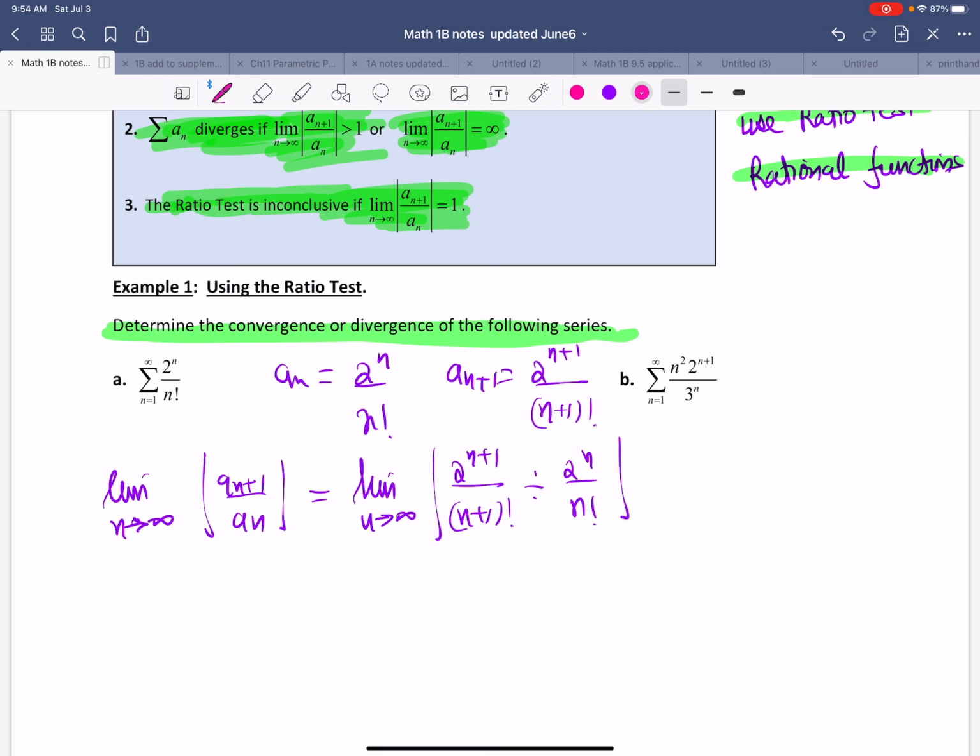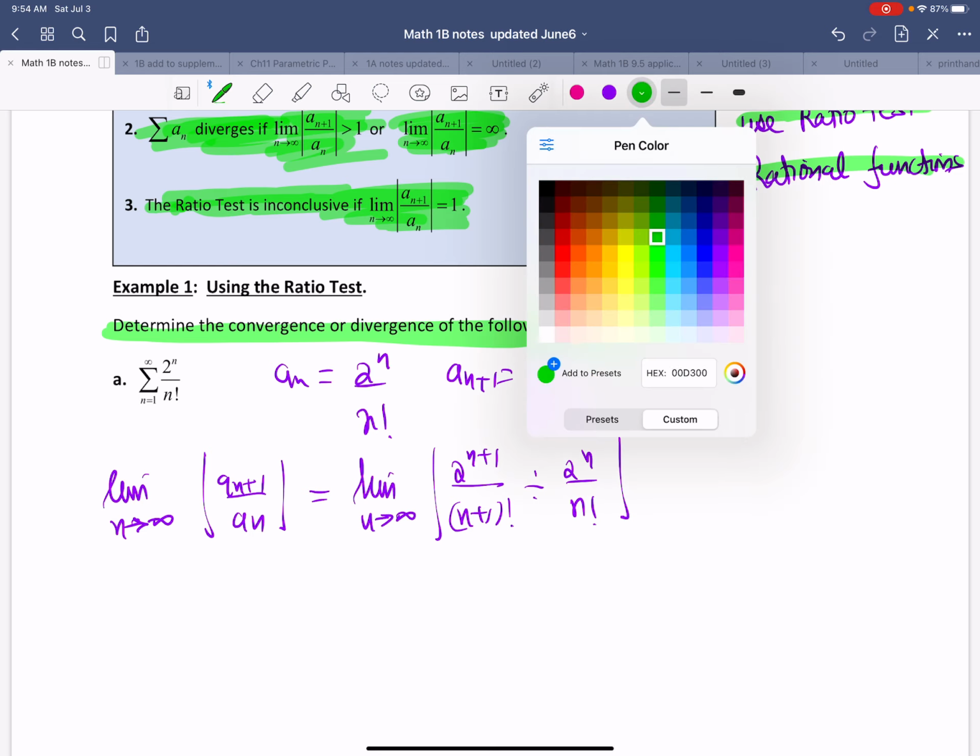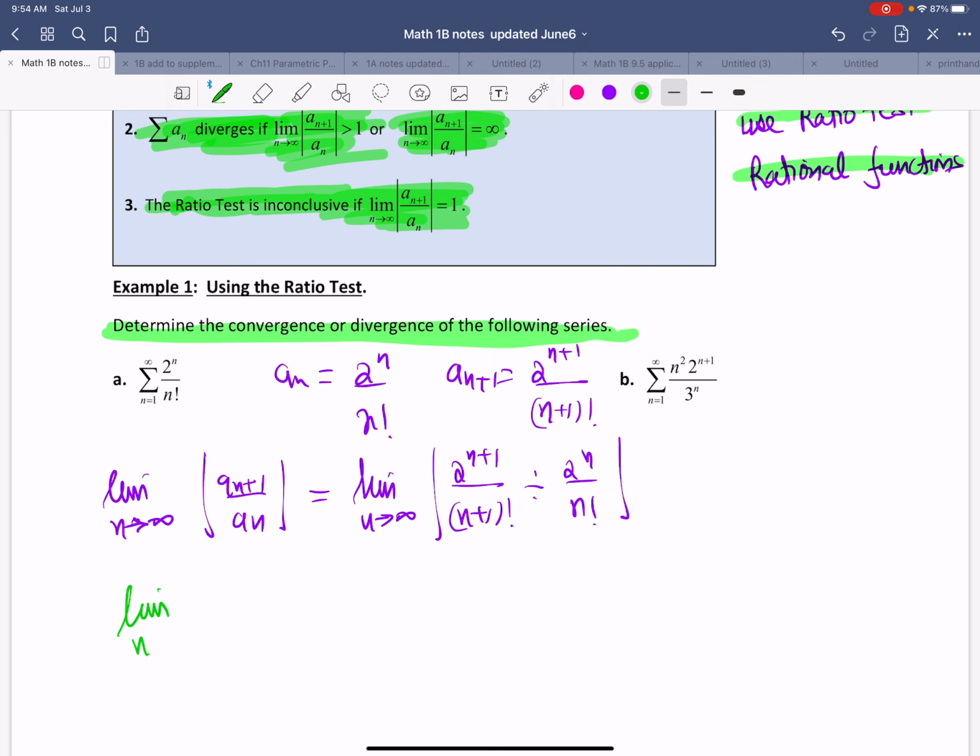Now all we have to do is just a little bit of simplification, cleaning up, and see where it takes me. 2 to the power n plus 1 can be written as 2 to the power n times 2. N plus 1 factorial can be written as n factorial times n plus 1. For example, 10 factorial, we can write as 9 factorial times 10, or 10 times 9 factorial. It's the same thing. So that's exactly what I'm doing here. I'm breaking the n plus 1 factorial into n factorial times n plus 1.